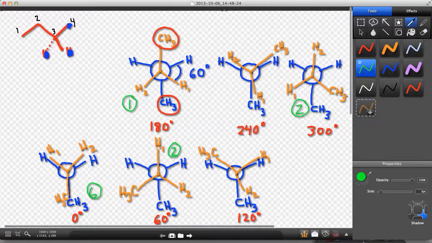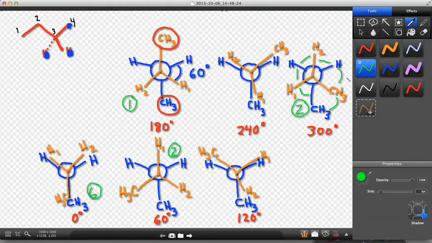You have a gauche relationship between 2 methyl groups, and you have 2 gauche hydrogen methyls, and you have 1, 2, 3 hydrogen gauche. If we look at the 60 degree, there is a gauche between methyl-methyl. There are 2 methyl hydrogen gauche, and there are 1, 2, 3 hydrogen gauche. Similarly, the 240 degree rotamer and the 120 degree rotamer are equivalent in energy, so I'm going to call those 5 and 5.